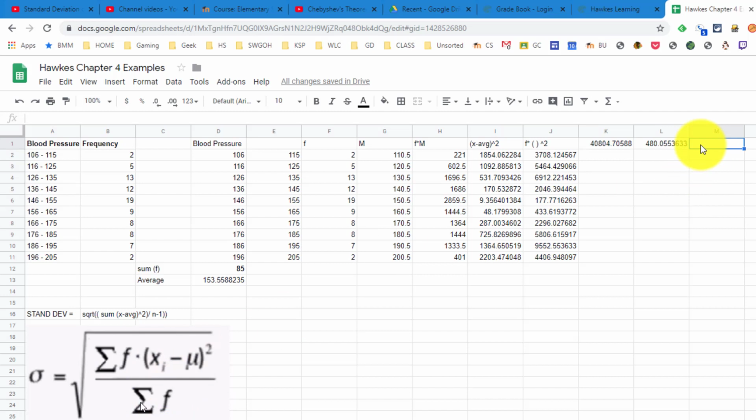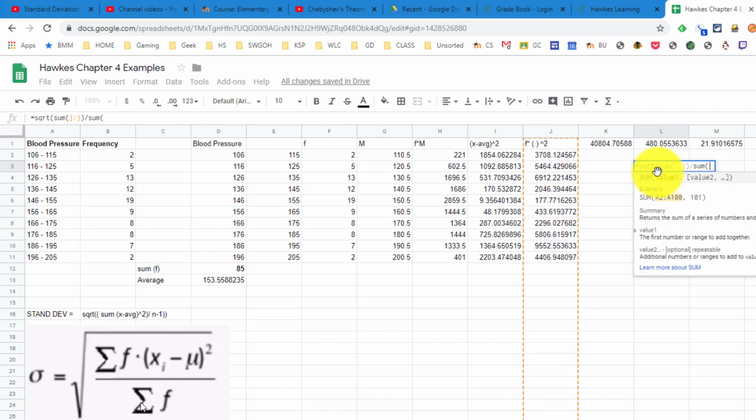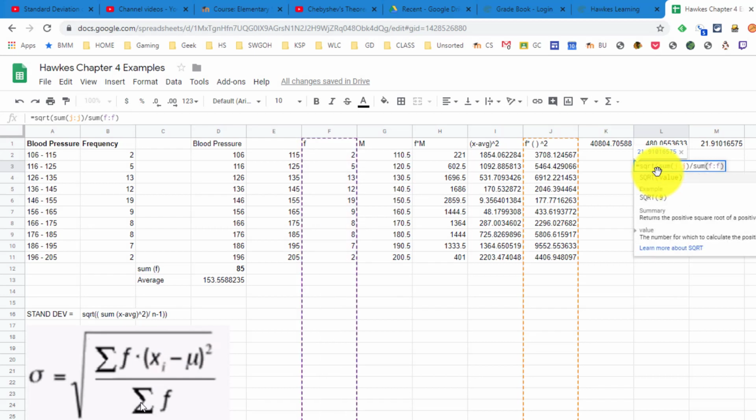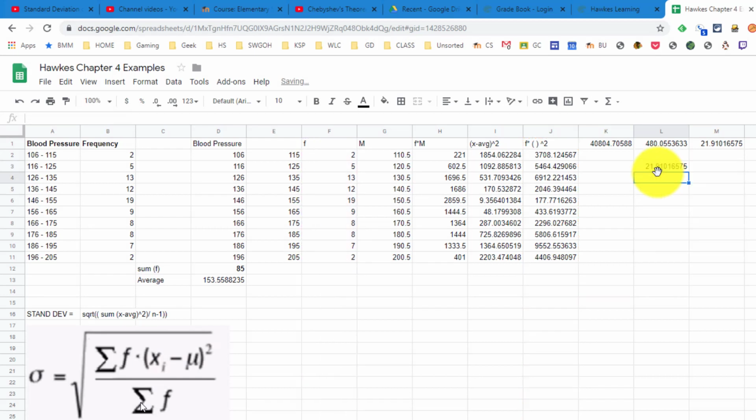Again, I could just take the square root of this and get 21. I personally like to do that all at once. So I like to take the square root of the sum of J divided by the sum of f. Close that up. You'll notice I have it all in one step. So how many things you want to put together really just depends on how much you want to depend on parentheses. But that is the way that we use the frequency distribution and the standard deviation formula in order to come up with a standard deviation for this group of 21.9.